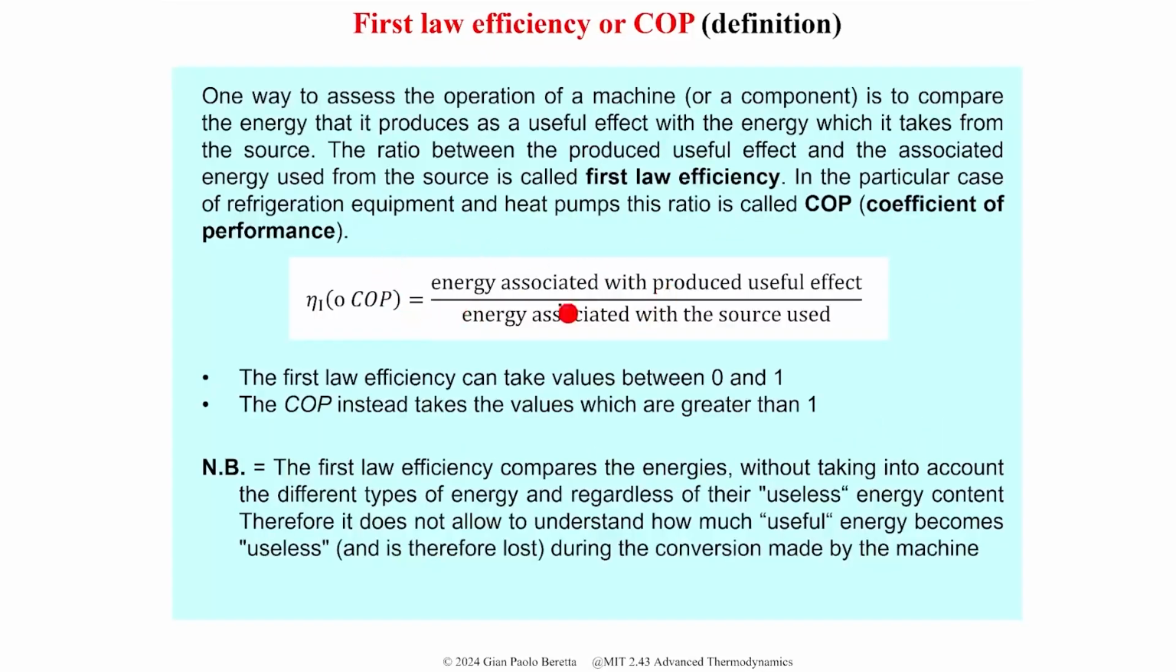All right, so this view graph simply summarizes again the idea of first law efficiency, where you take the energy associated with the useful effects divided by the energy associated with the resource that you have used, which could be burning a fuel or using solar energy.